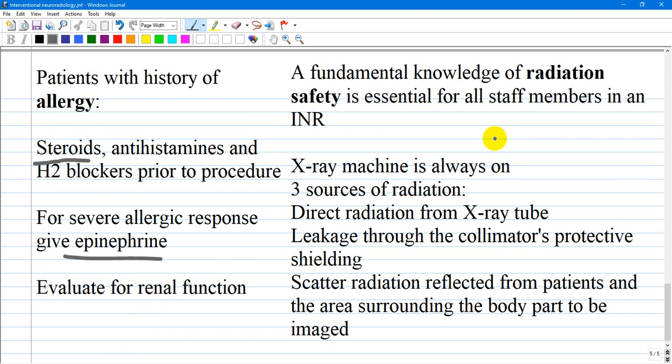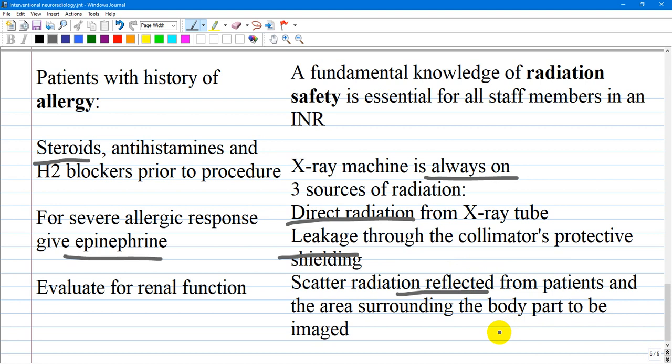And the last one is fundamental knowledge of radiation safety, which is essential for all staff members in the interventional neuroradiology suite, as well as a critical part of preoperative planning. It is reasonable to assume that the X-ray machine is always on. There are three sources of radiation in the interventional neuroradiology suite: direct radiation, leakage, and radiation reflected from patients. Direct radiation comes from the X-ray tube, leakage through the collimator's protective shielding, and scatter radiation reflected from the patient and the area of the body part which will be imaged.